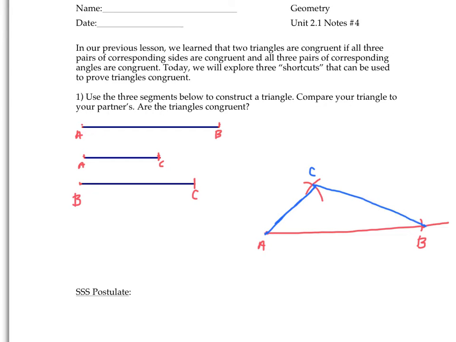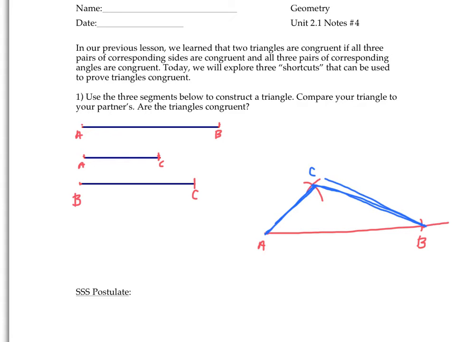So label that point C, and then use your ruler to construct the lines from A to C and from B to C. Okay, now take a second, pick your paper up, pick your triangle up, and lay it on top of somebody else's in your group or at your table, and see if your two triangles overlap. Okay, they should overlap completely because they are constructed of segments with the same length.